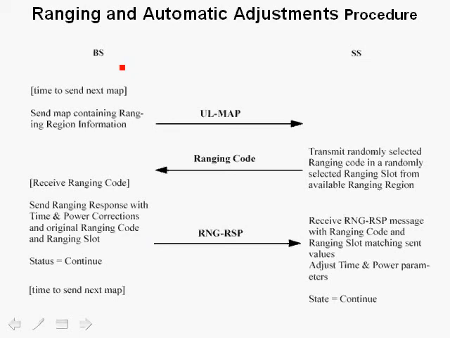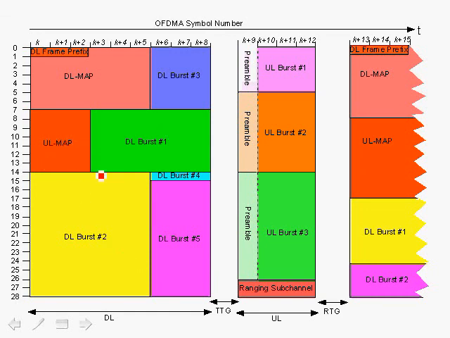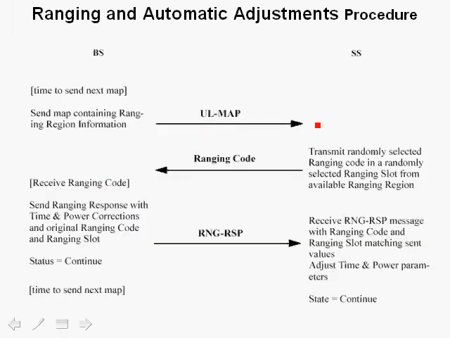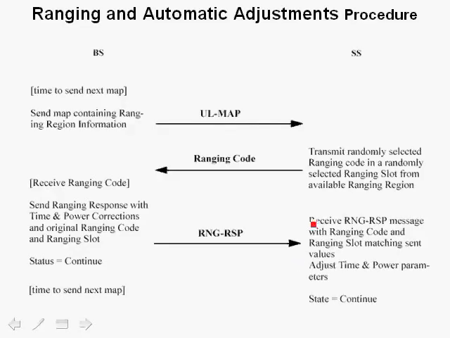This is highlighted in this figure here, on the right we have the subscribers, on the left we have the base station. So what happens is, for example, the base station sends a map containing range region information. That is the Uplink Map. Let's go back here. So it's actually sending the Uplink Map. The subscriber actually gets the Uplink Map. Then the subscriber transmits a randomly selected ranging code, and a randomly selected ranging slot from the available ranging region. This is, for example, the CDMA code, and also a ranging slot from among the ranging region. So it sends that back to the base station.